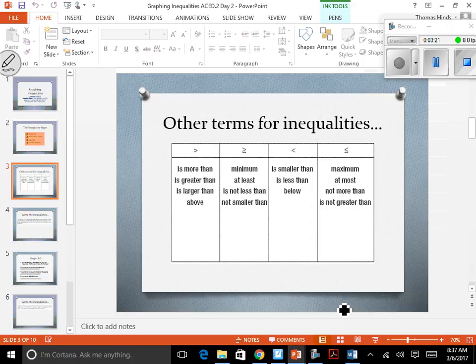let's see, some of the keywords they'll use. Is more than, no, I don't want to highlight that. Is greater than, no, I don't want to highlight that. Is larger than, the above. I'm not going to highlight anything in that one. Only if I had to choose one, because again, it's these over here. Let's see if we have to choose one. It's greater than, it's larger than, above, more than, it's more than. Sure, we'll highlight is more than.